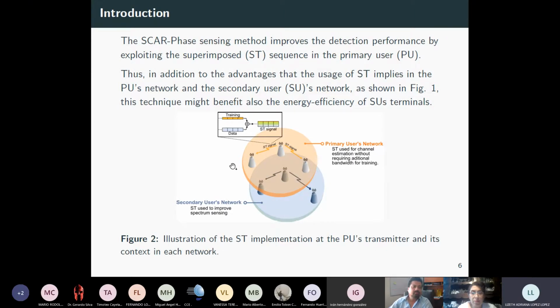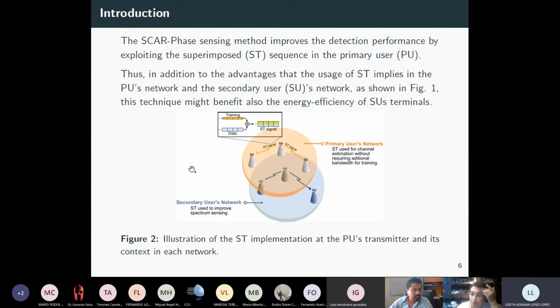It is known that if we take advantage of some known information about the primary user signal, the detection performance can be improved. In this case, the SCAR phase sensing method improves the detection performance by exploiting the superimposed training sequence in the primary user. Then we are considering a scenario in which the primary user implements superimposed training and the secondary user takes advantage of this technique of the known training sequence.